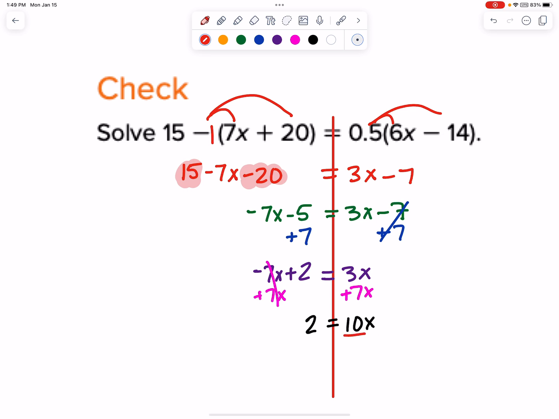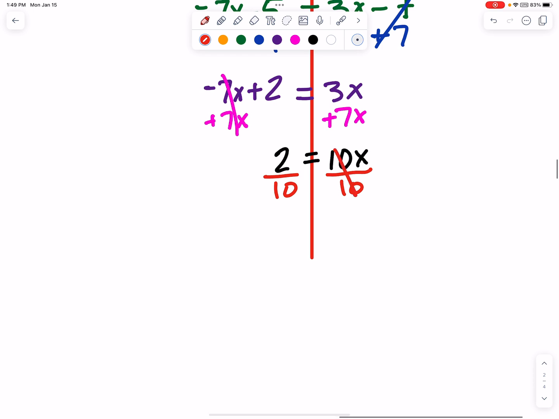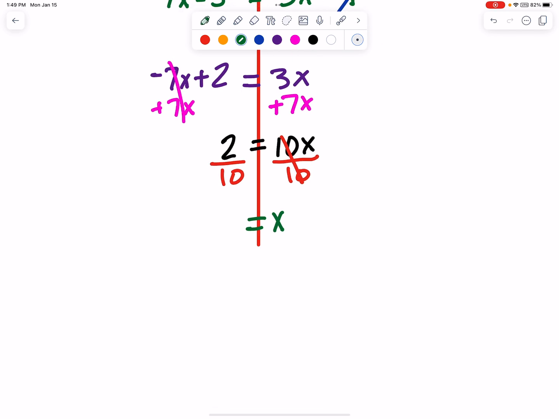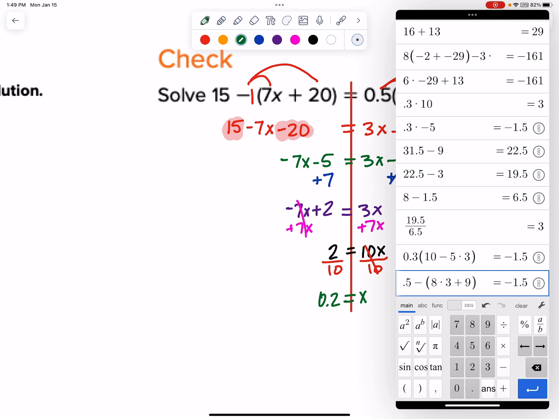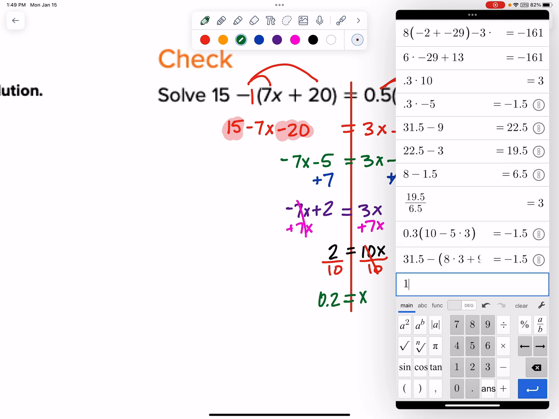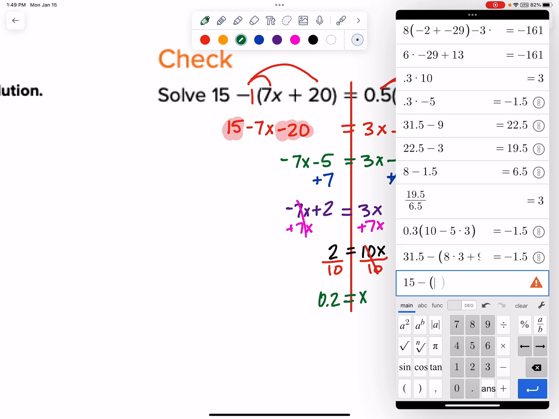And then we'll go ahead and divide by 10 on both sides since we have an x times 10. And that cancels out, and we are left with x equals 2 divided by 10, which is 2/10 or 0.2. Okay. All right, so let's go ahead and test it out, and let's hope we did this right. So I'm going to hit enter, new line here. So 15 minus the quantity of 7 times 0.2 plus 20. Close parentheses puts us at a negative 6.4.